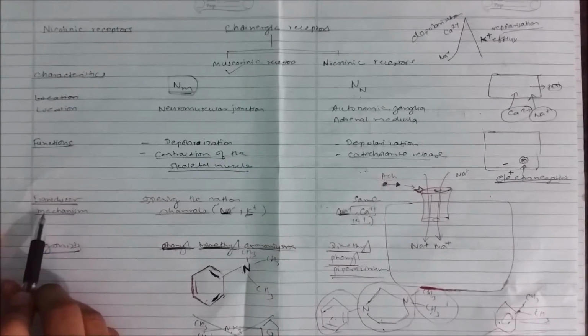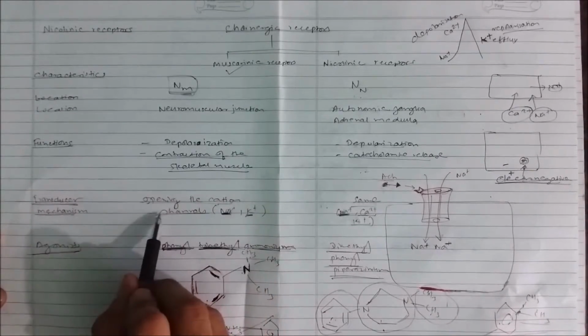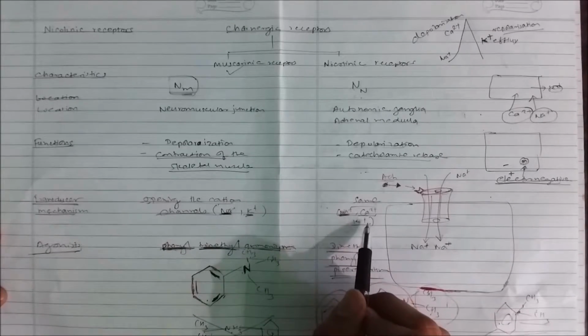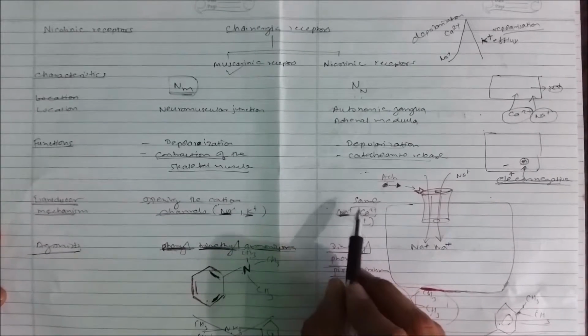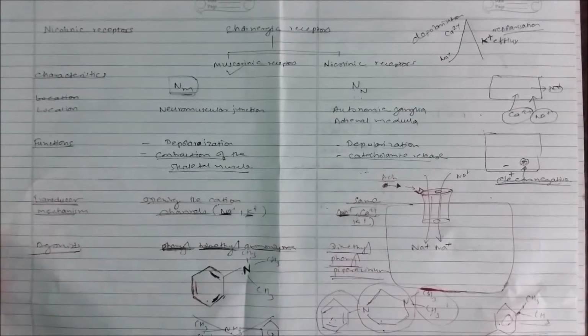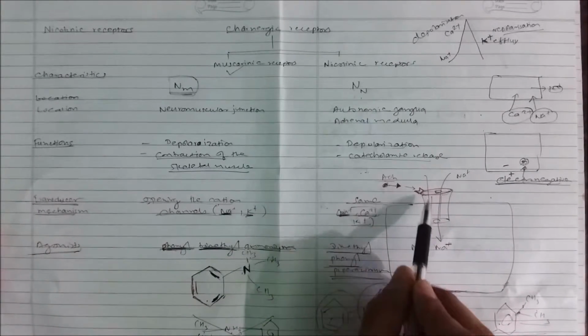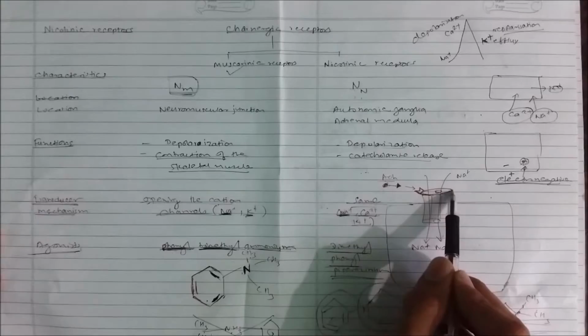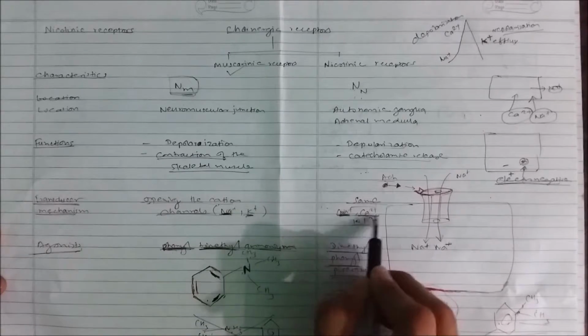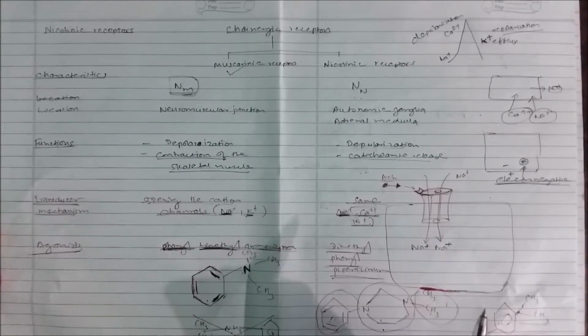So the transducer mechanism is just opening the cation channels, that is sodium and potassium cation channels, and for the NN nicotinic receptors also the transducer mechanism is the same. When acetylcholine binds with the receptor, it opens its way for sodium, even calcium and potassium ions.